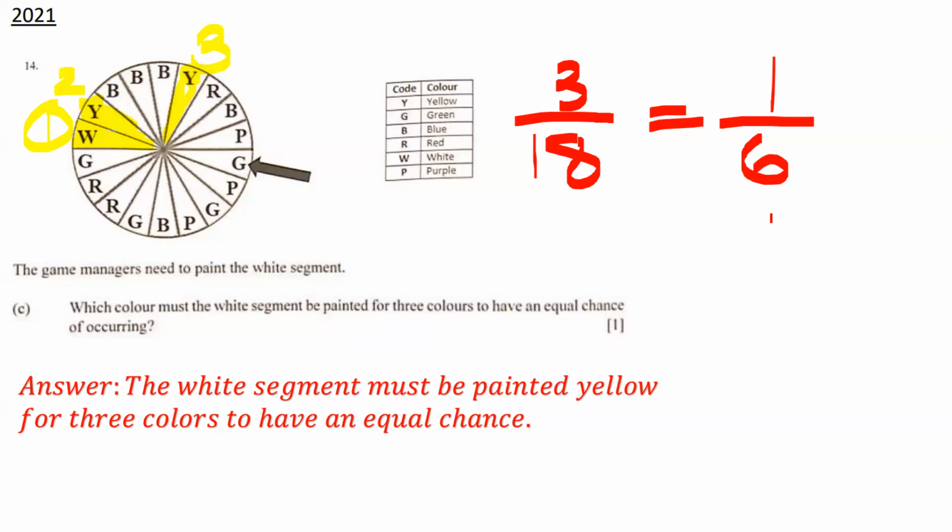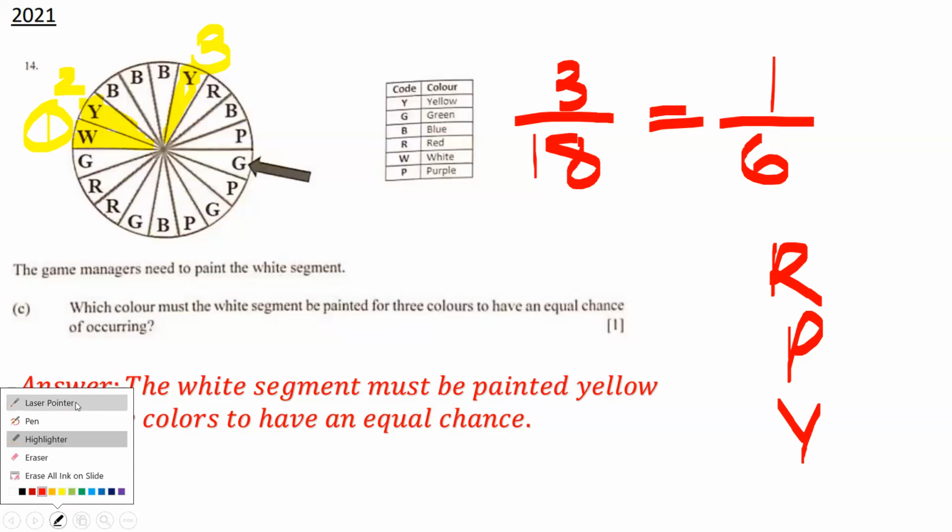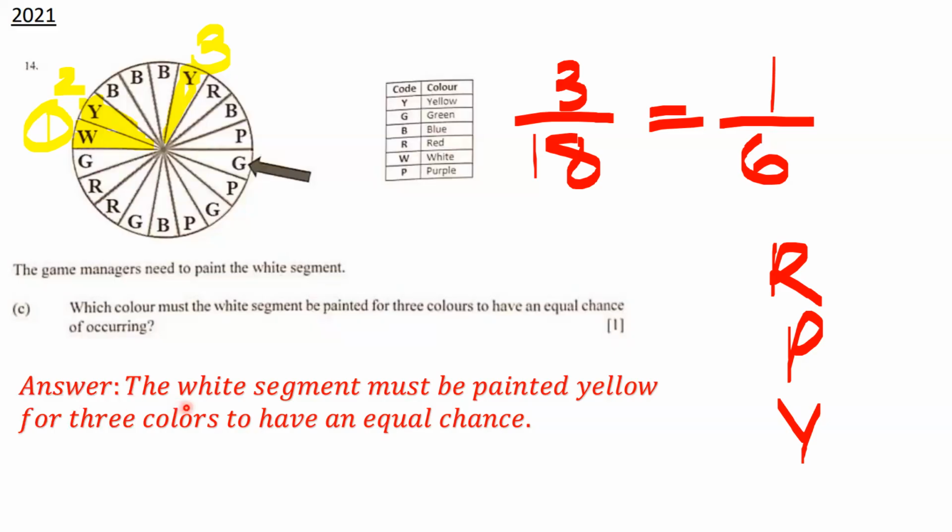And so just like red, just like purple, yellow would also have a 6 chance. So all of them would have an equal chance. All 3 segments would have an equal chance of occurring, if white was painted yellow. Okay, let's move on to the next question.